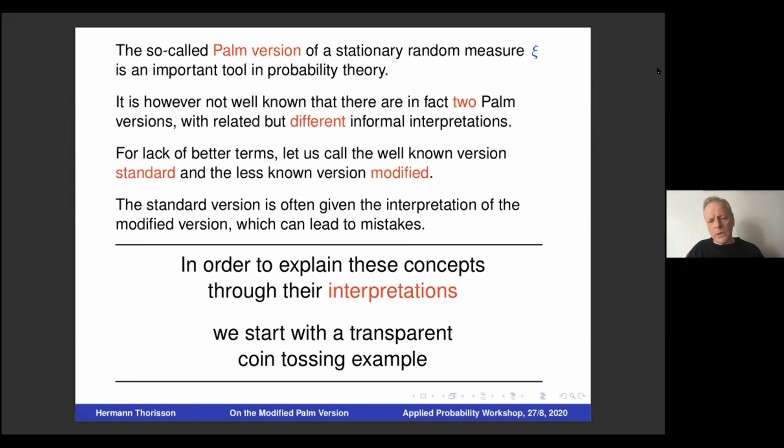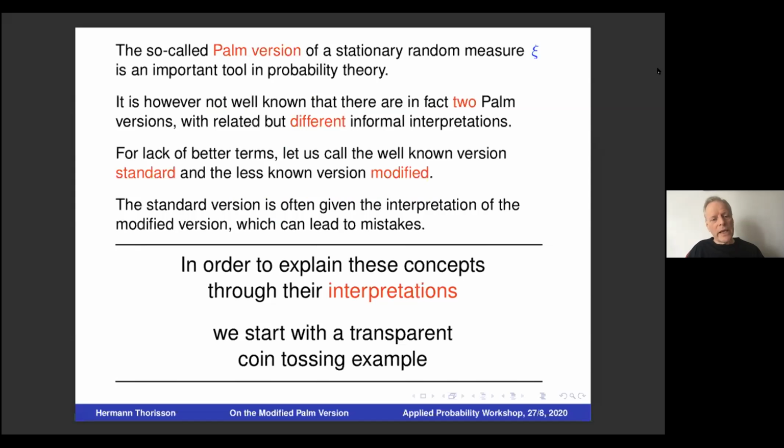I'm going to spend at least 10 minutes, maybe 15 of my time on a very trivial case to make absolutely sure what the difference is between these versions. And also, for those who are not familiar with Palm theory, also explaining in the process what it is about.